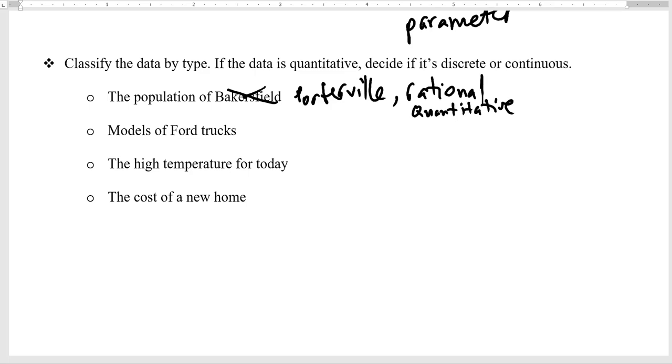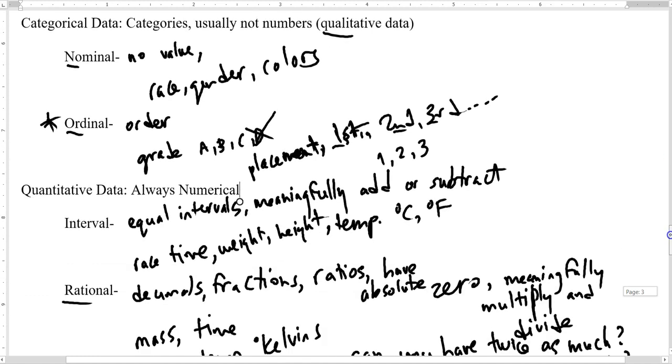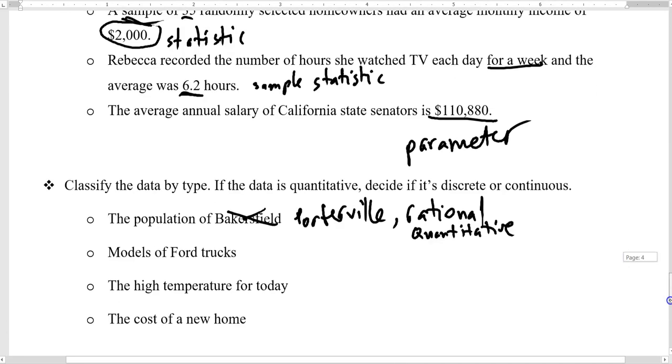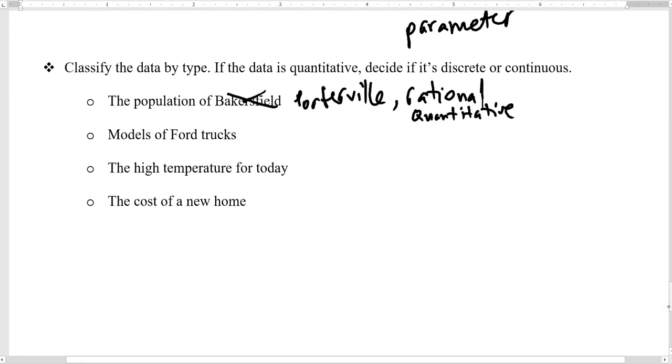So when you do the classify by type, I'm going to go back real quick and show you. Start at the top and go, is it rational? No, that's the bottom of my page. Is it rational? No. Then is it interval? No. Then is it ordinal? Then is it nominal? So kind of start at the rational and see if it fits the requirements, okay? The reason why I call this rational is could you have 2 times the population or half the population?